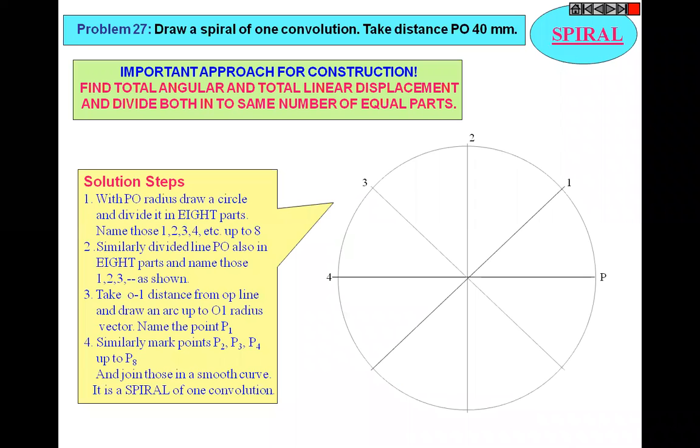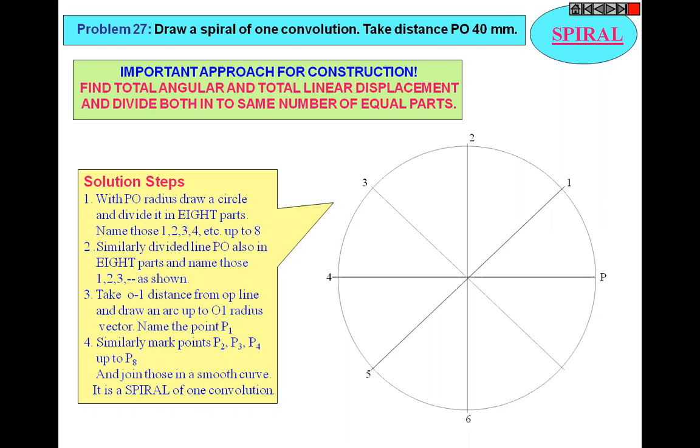Now, the problem statement is: draw a spiral of one convolution. The distance PO is 40 mm. Now, PO means what? The radius, and that means the diameter is 80 mm. And we are drawing here an 80 mm diameter circle.